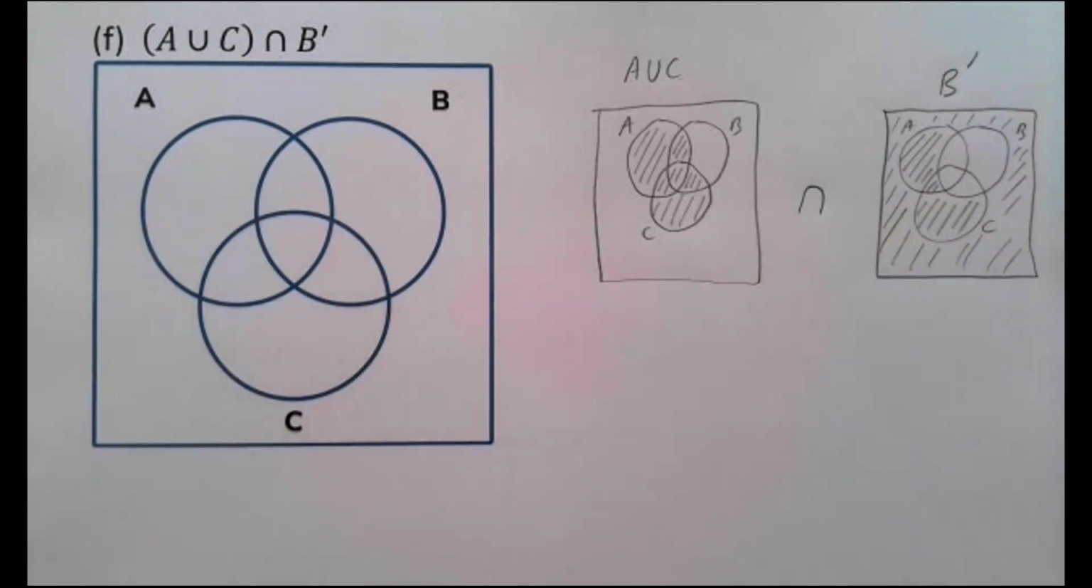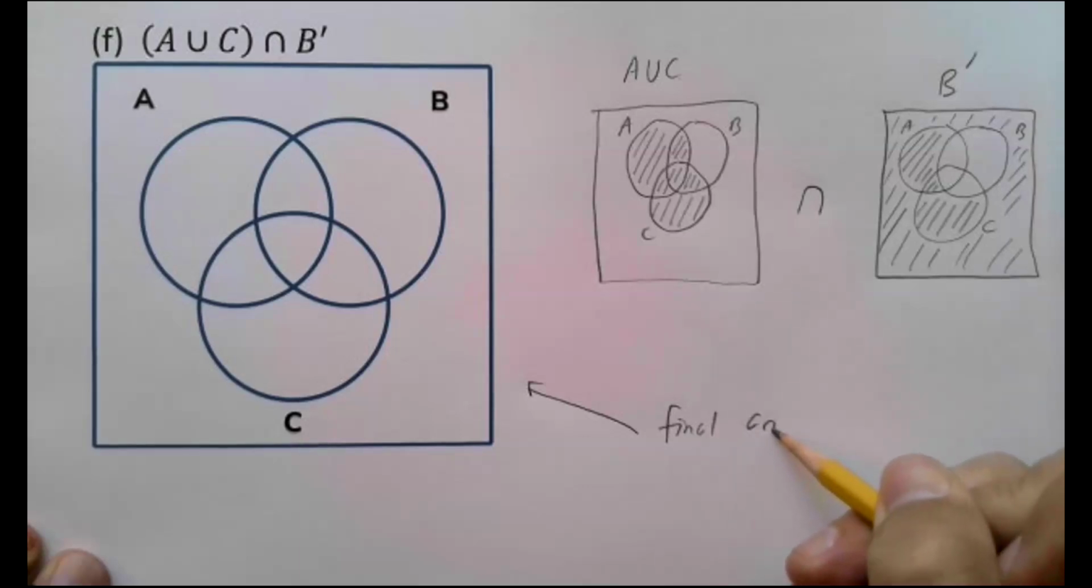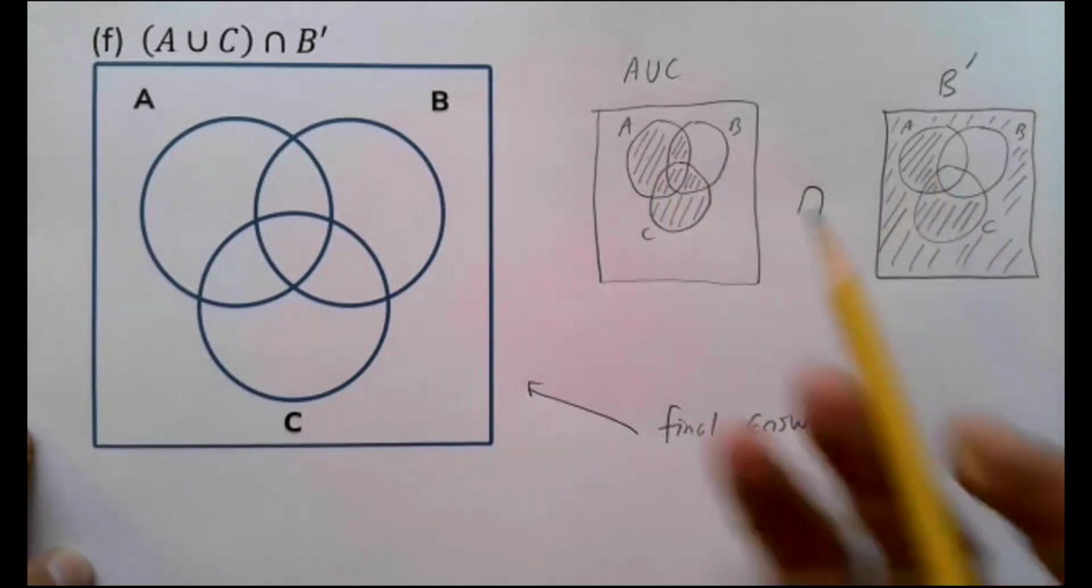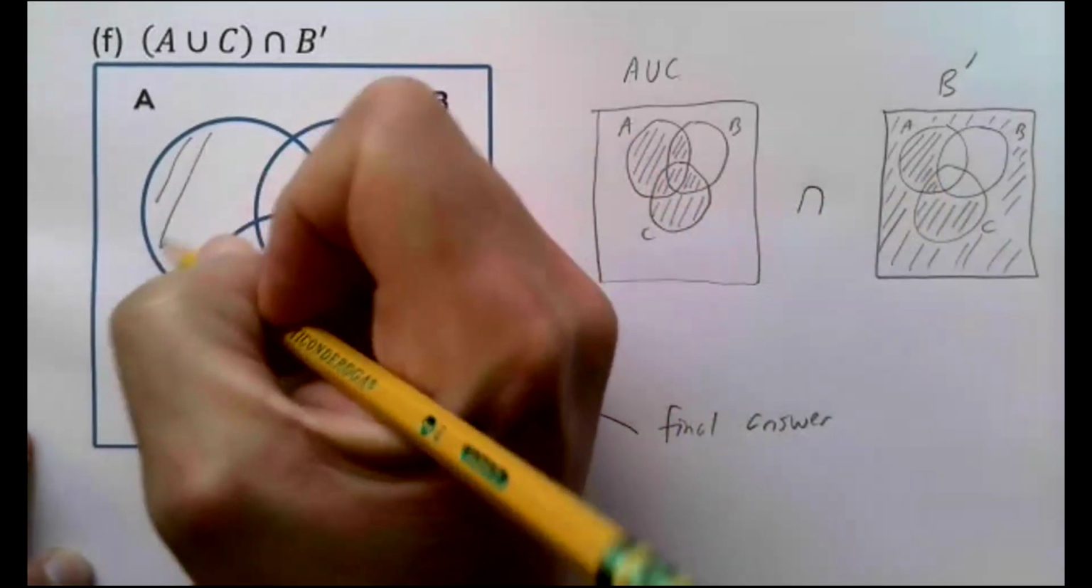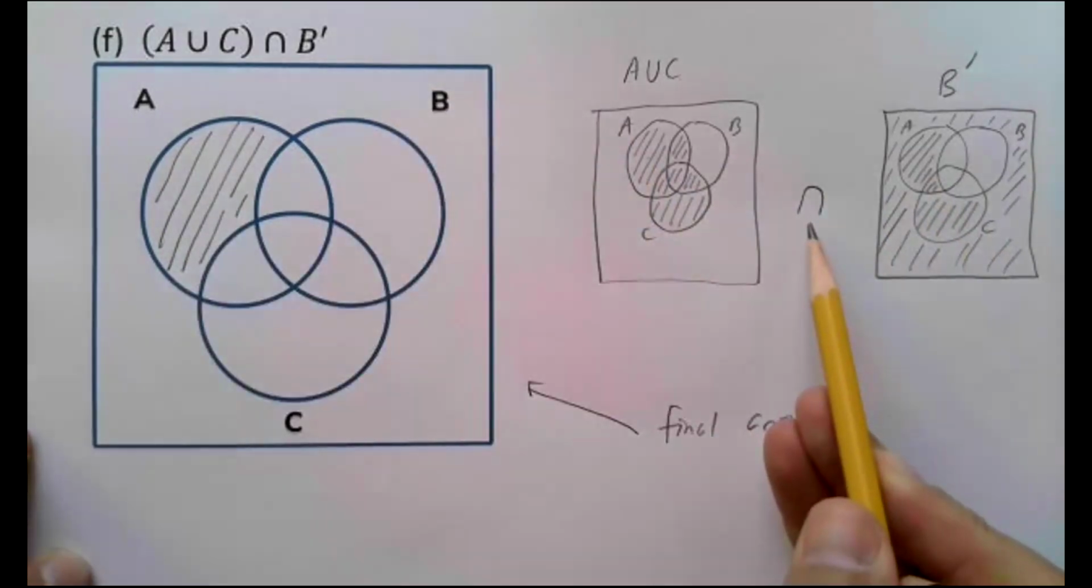This is going to be my final answer here. But in my final answer, I'm only going to draw the intersection of these two pictures. I'm only going to draw things that are shaded in both pictures at the same time. For example, you see this upper part of A, that is shaded in both pictures at the same time. So that gets into my answer. That gets part of the intersection there.